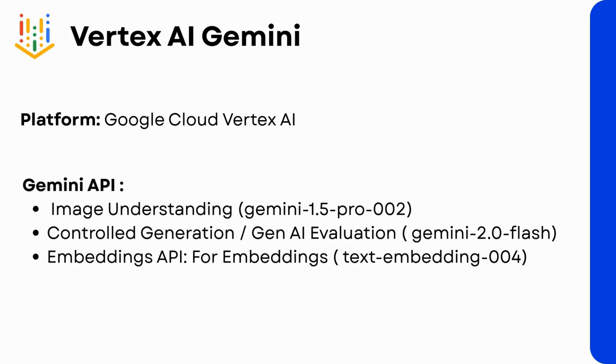At the heart of this prototype is Google Cloud's Vertex AI platform. I leveraged the Gemini model for powerful image understanding using Gemini 1.5 Pro 002. And then for controlled generation and Gen AI evaluation, I used Gemini 2.0 Flash. And then the Vertex AI Embeddings API with text embedding 004 provided the vectors for semantic matching.